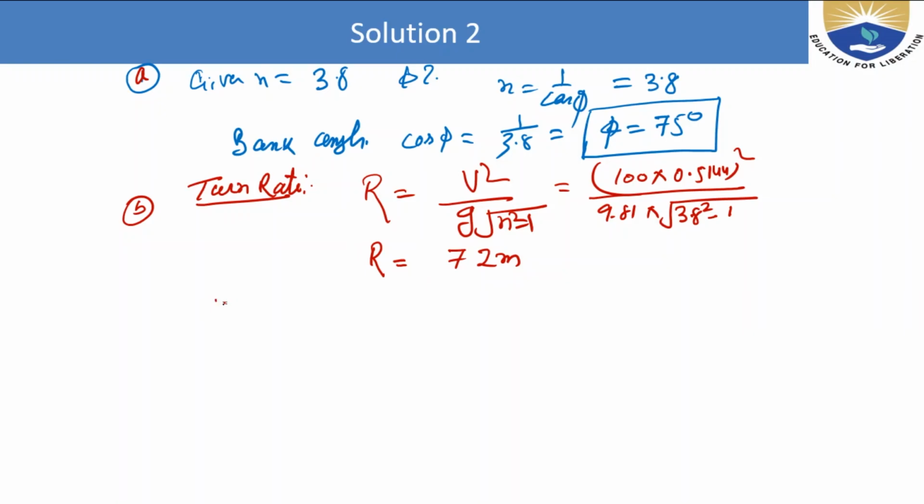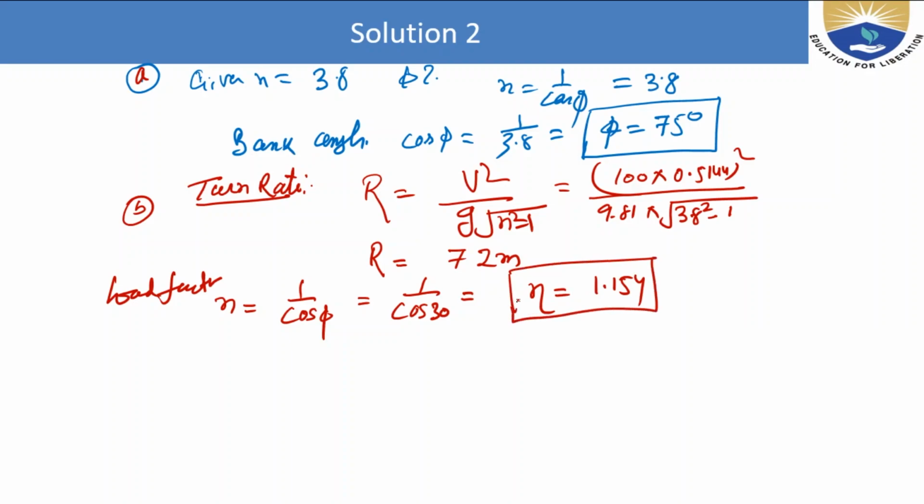And we also know that the load factor n is equal to 1 by cos of phi. So for 30 degrees, 1 by cos of 30, the load factor n will be 1.154. So this is the load factor, and the airspeed we have to find out from this equation. So we know that V is equal to under root R g under root n square minus 1.